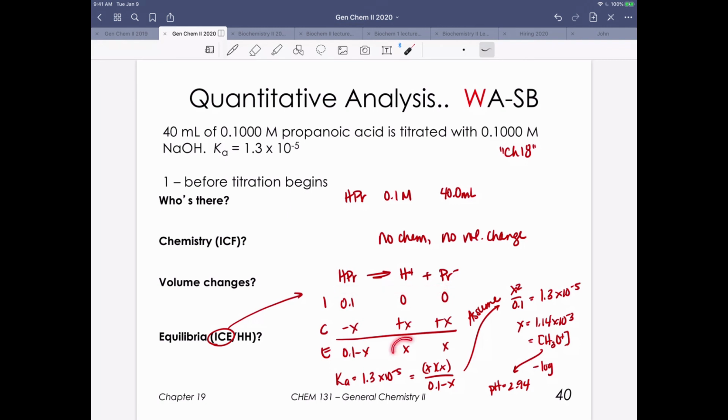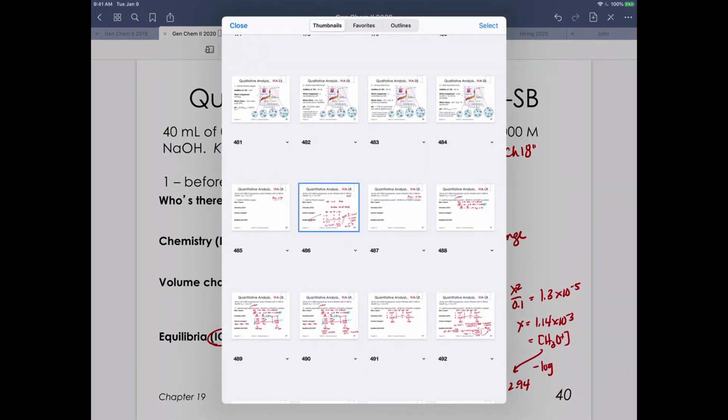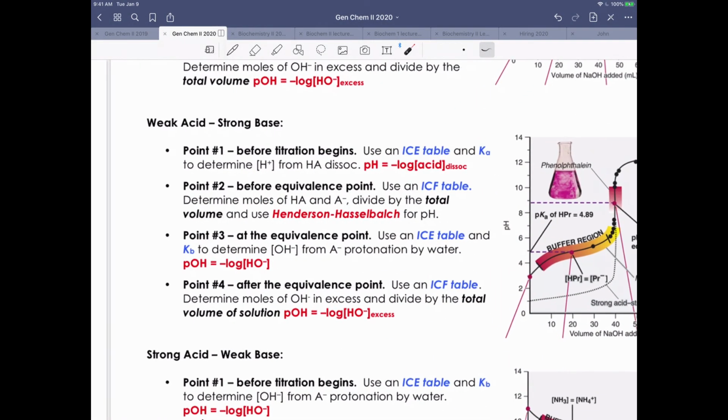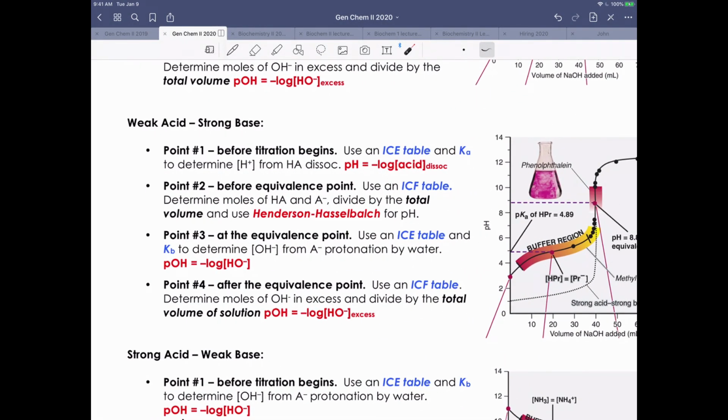Our X that we're going to solve for is H plus concentration. Negative log of that gives us pH. So pretty straightforward. That one is basically just reviewing what we had from chapter 18. Before the equivalence point, again, we always are going to be using an ICF table when we're doing chemistry. We need to figure out the chemistry that's happening, and after that dust settles, who's left, and figure out the concentrations of species we have left.